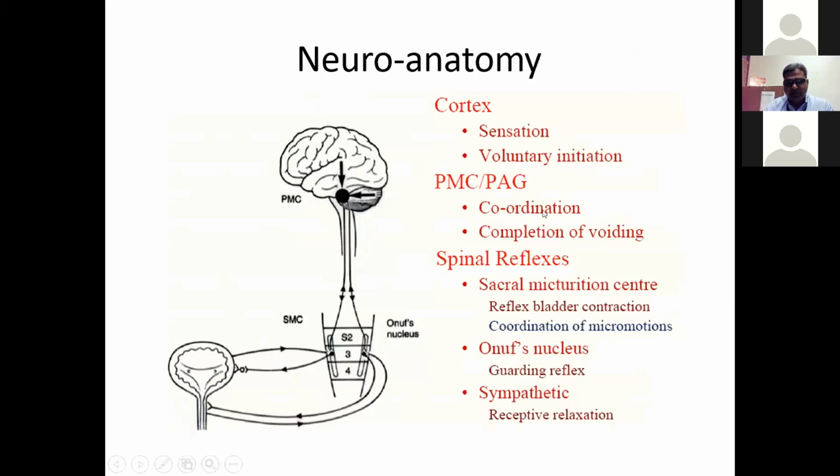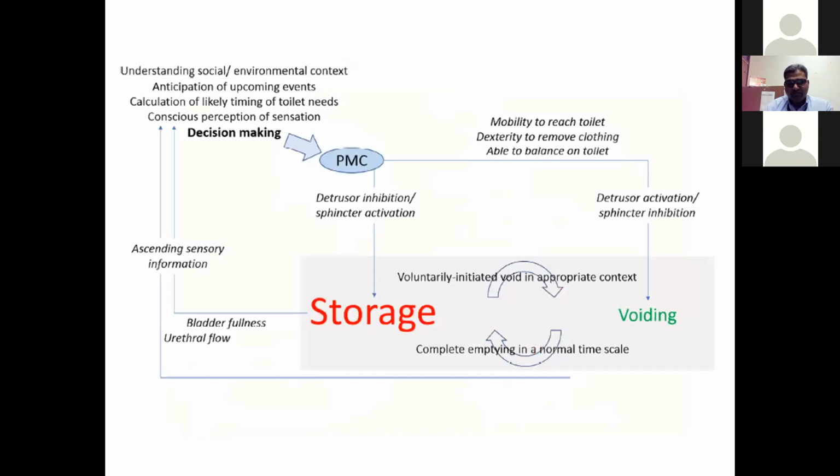This mediates the reflex bladder contraction, what he called the vesicospinal vesical reflex. Again, in the sacral part of the spinal cord lies Onuf's nucleus, which controls the pudendal nerve and causes the guarding reflex. The sympathetic nervous system, from the T10 level of the spinal cord to L2, mediates the receptive relaxation and inhibits bladder contraction during the filling phase of the bladder. So I will skip through this slide.